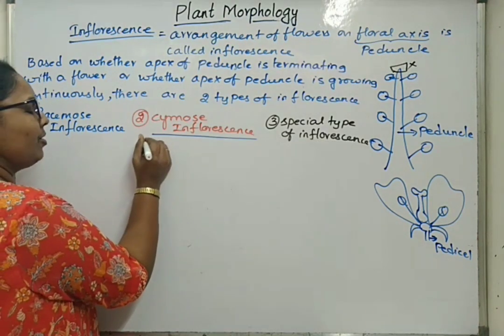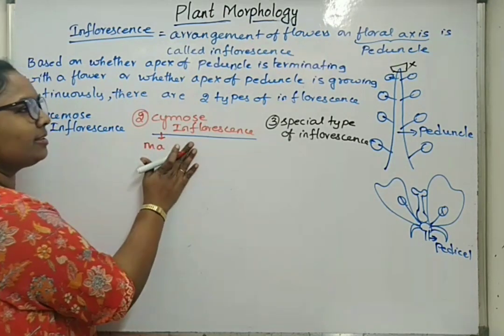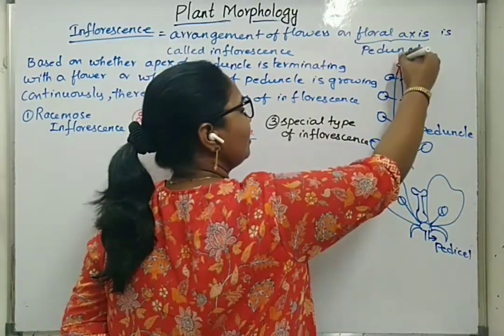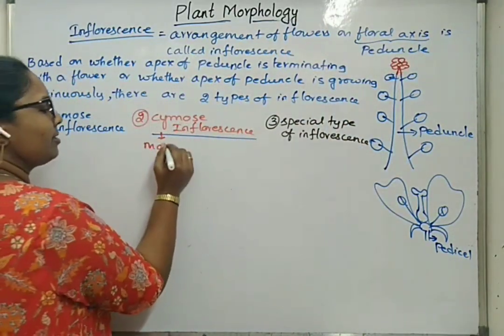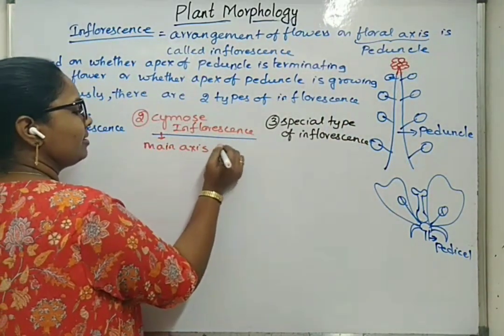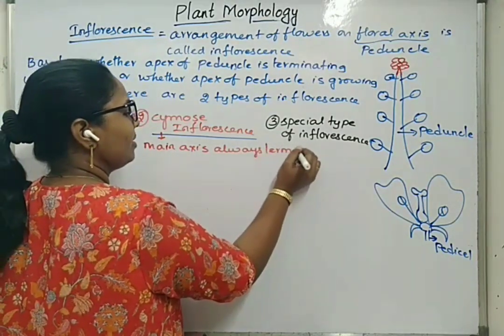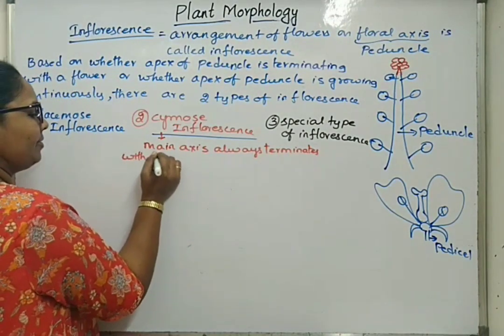Next, cymose inflorescence. In case of cymose inflorescence, main axis always terminates with a flower. Here will be one flower. In case of cymose inflorescence, main axis always terminates with a flower.